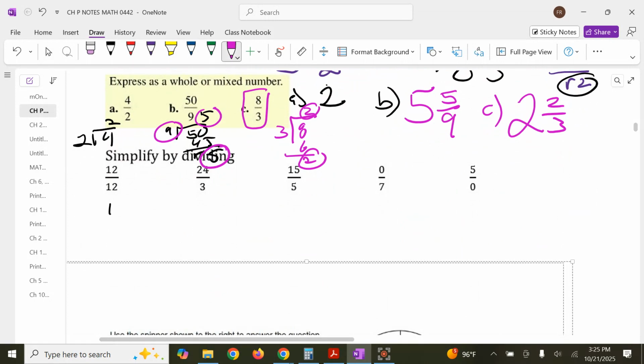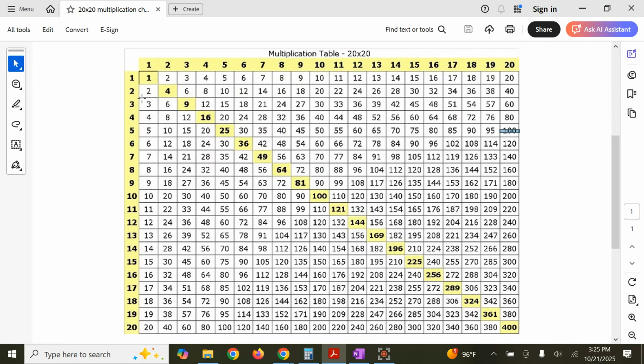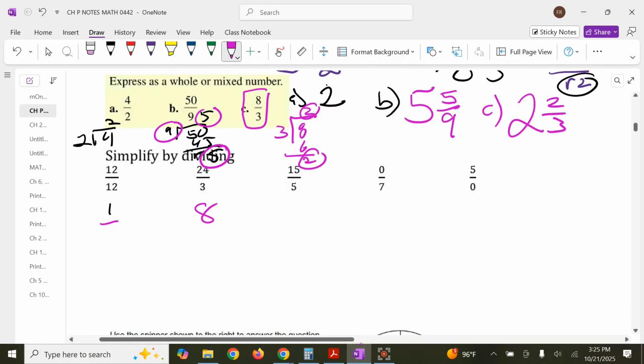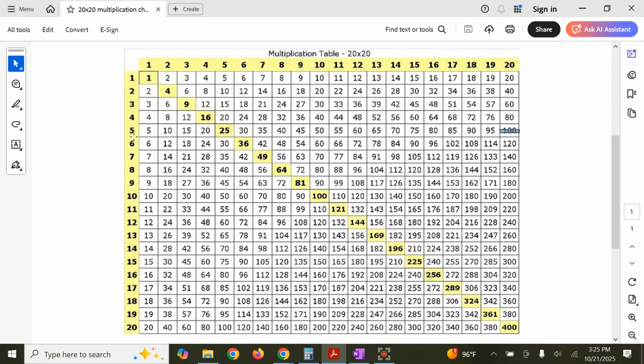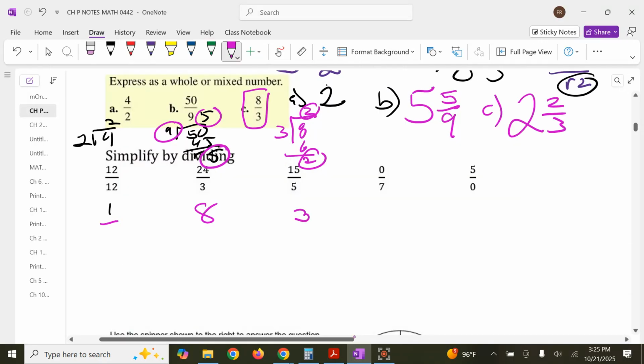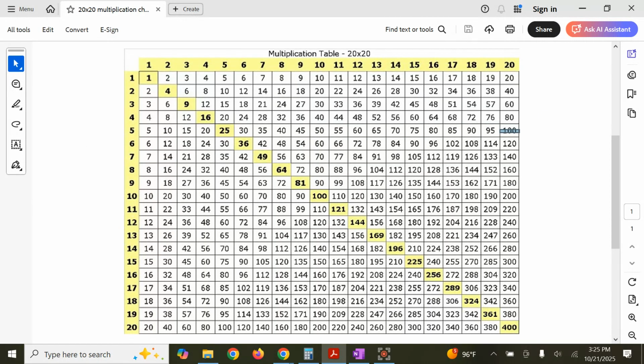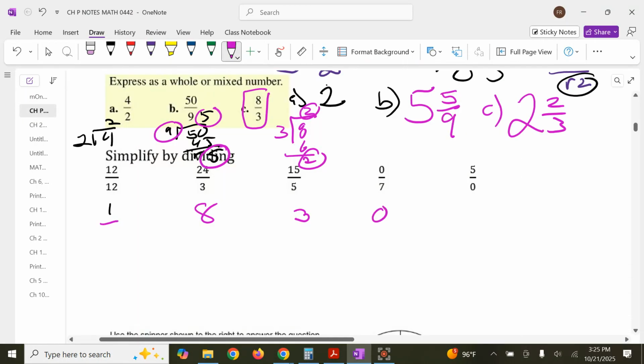Okay. 12 goes into 12. Boom. One time. 3 goes into 24. Let's take a look. 3 goes into 24. Nice and neat. 8 times, right? 5 goes into 15. Nice and neat. 3 times. 7 goes into 0. Oh, man, I don't got any zeros up here, but that should be 0.